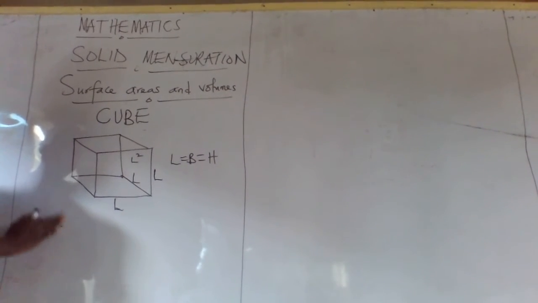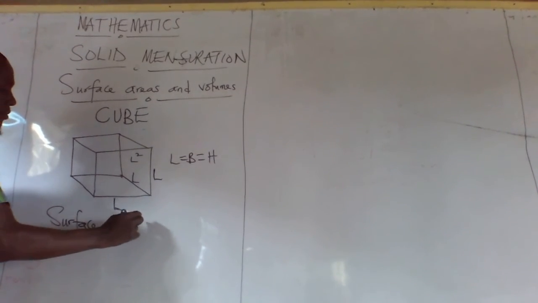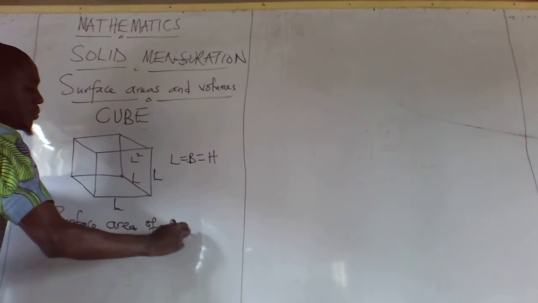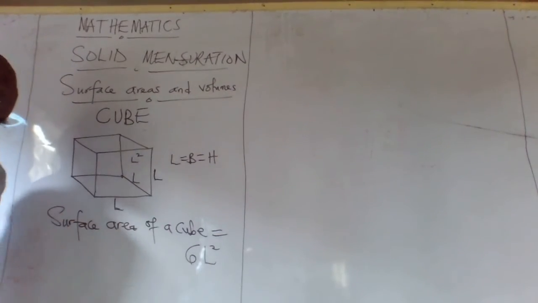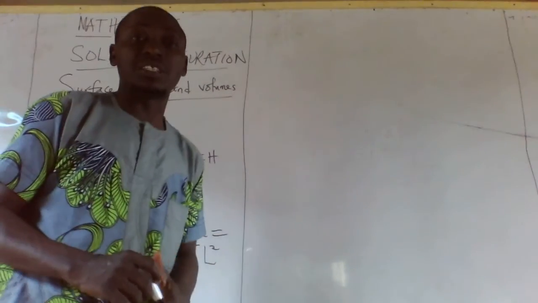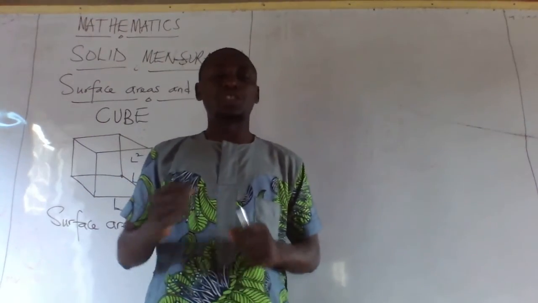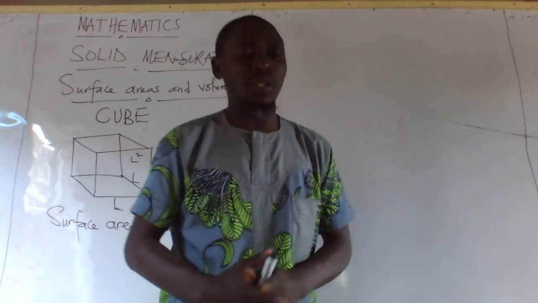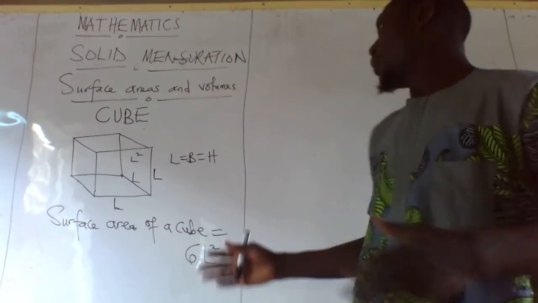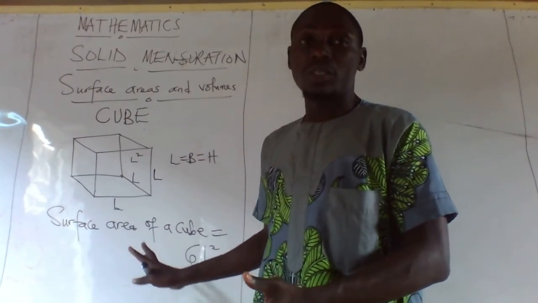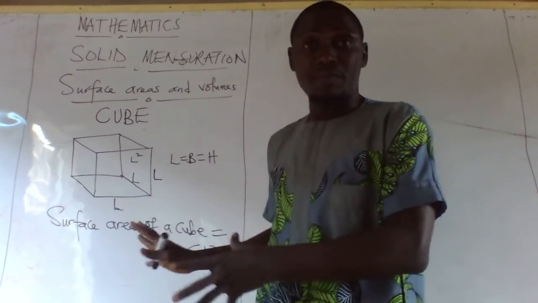In that case, the surface area of a cube equals 6L squared, because we have 6 faces and each face of a cube is made of a square whose area is L squared. So having discussed that, it means that we have 6 squares in a nutshell. 6 squares make up a cube.